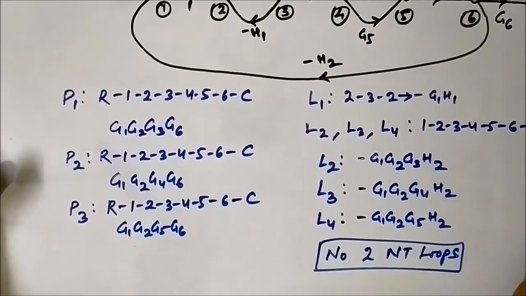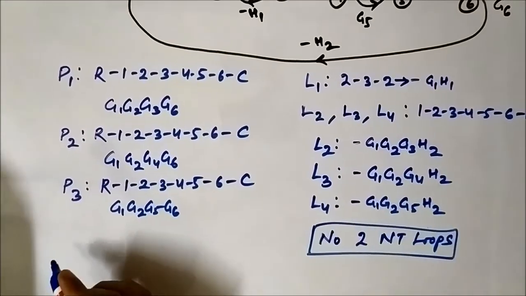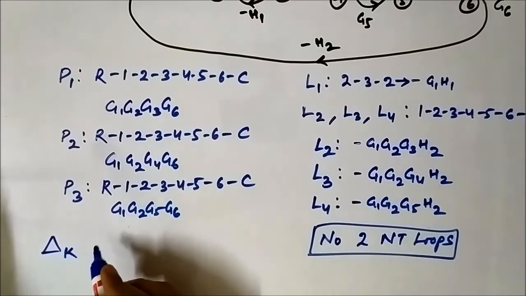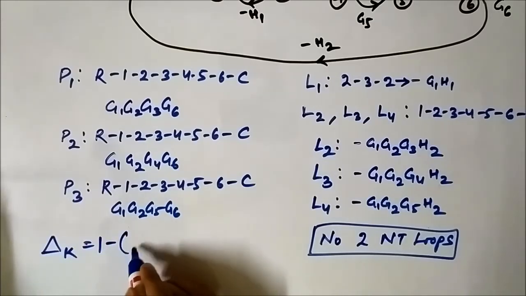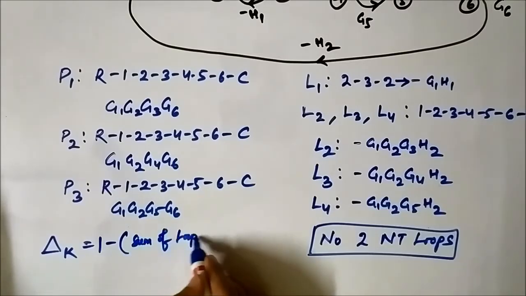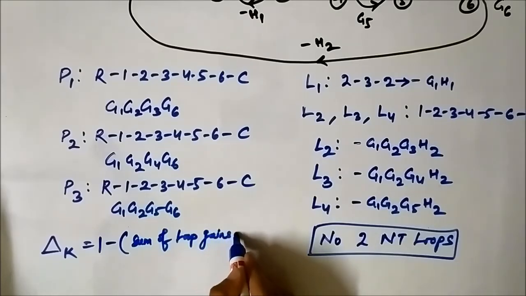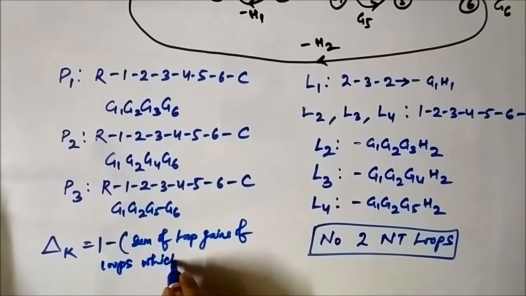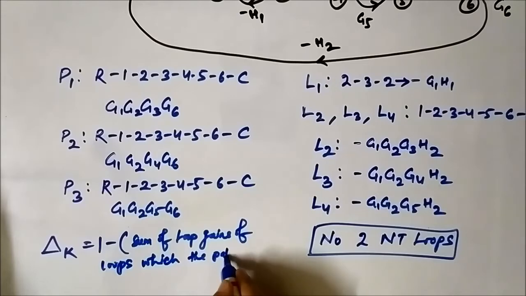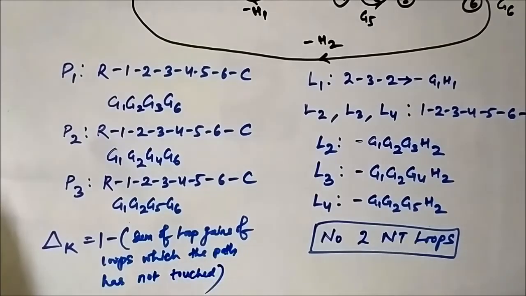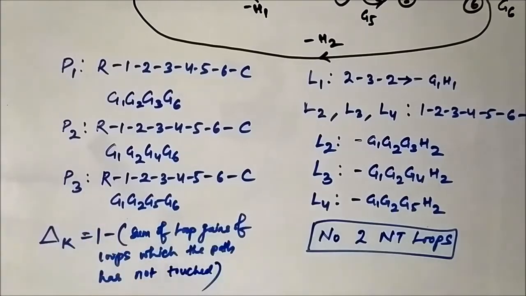Okay, what is the definition of a path factor? The path factor for a particular path, let's say for the kth path, is given by 1 minus the sum of the loop gains of loops which the particular path has not touched. Okay, the gains of the loops which the path has not touched. So this is the definition of the path factor.